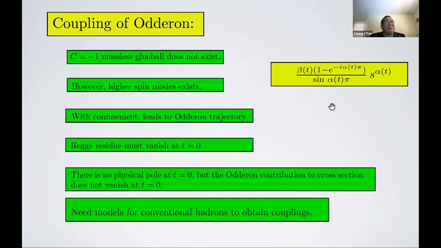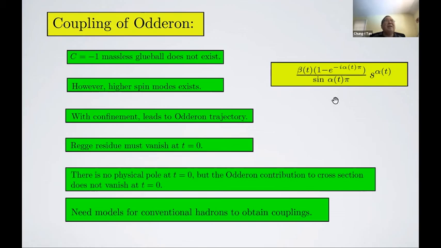But in the case of the Odderon, this is 1. If there's a pole here, this must have a 0. So this 0 cancels the 0. So there is no physical pole. There's no physical Odderon pole at massless. Nevertheless, as a Regge trajectory, the residue will cancel the pole and get you a finite contribution. So the residue of the Odderon must vanish at j equal to 1. The fact it vanishes means this particular mode is not a physical particle. Nevertheless, all the higher modes exist.